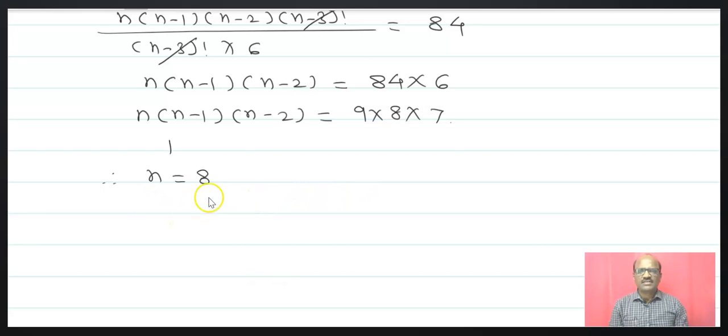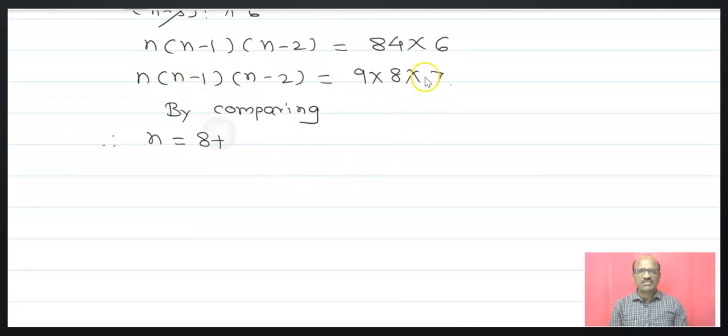Therefore, you will get n is equal to 8 by comparing this. This is 9, n minus 1 will be 8, n minus 2 will be 7. Therefore, we are considering the middle one, n minus 1 is equal to 8, therefore n is equal to 8 plus 1, that is equal to 9, n is equal to 9. Or you may consider the first also.